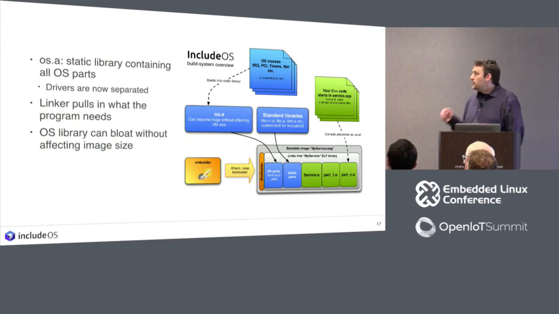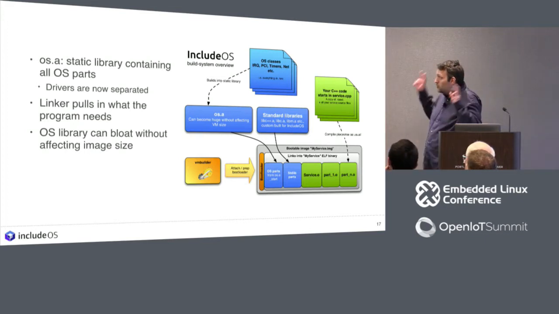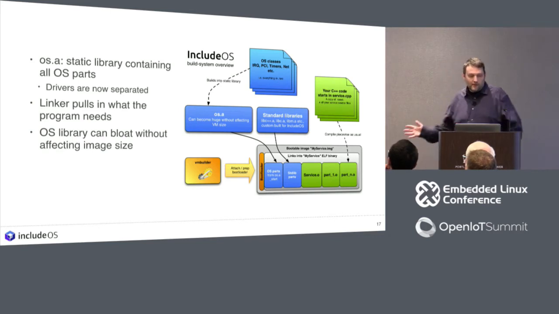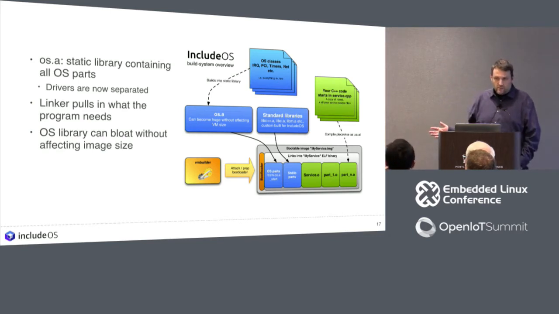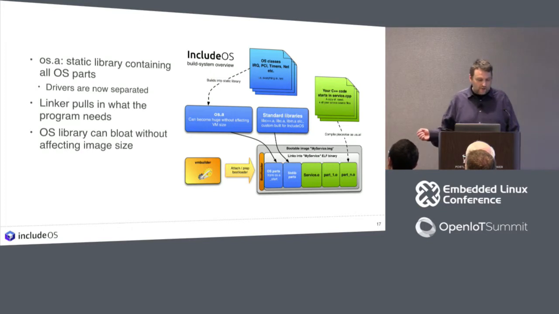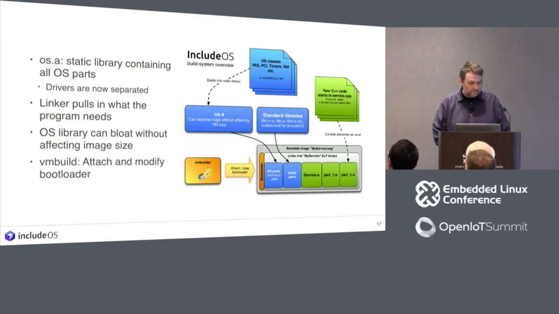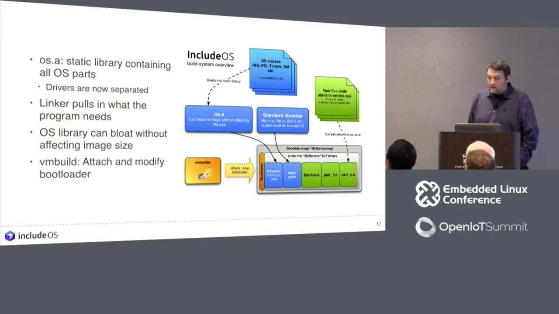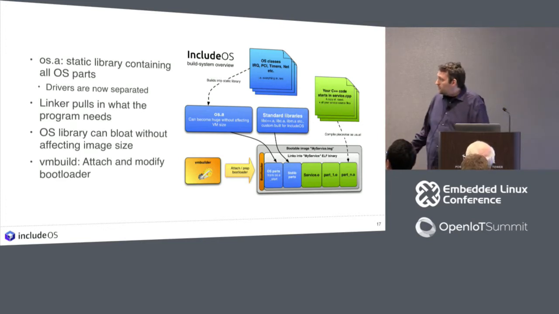So you can add lots and lots of functionality to the library. You can add so-called bloat, but it doesn't matter for your final image because your image will only include what it actually uses. And there's an extra tool at the end of the tool chain which attaches and modifies a bootloader.